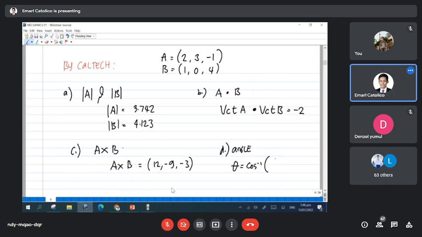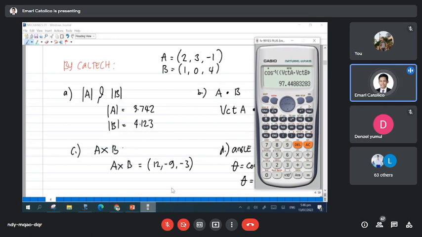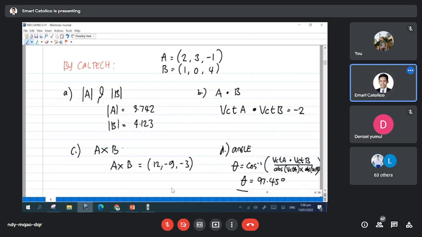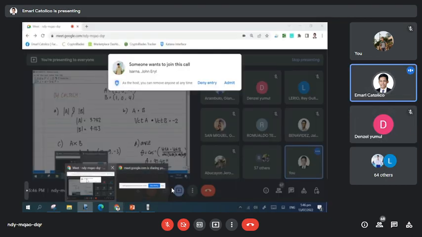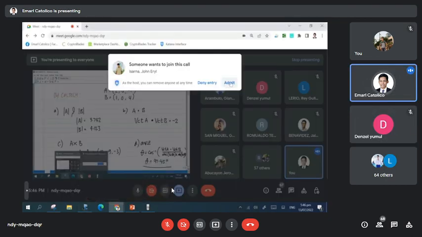So, kapag in-input nyo sa calculator, cosine inverse of, ano ba itsura nito? Vector A dot vector B over abs vector A times absolute of vector B. Ayan. Ganyan dapat yung itsura niya sa calculator. Okay? So, theta natin is 97.45 degree. Okay, so kapag alam niyo yung calctech dito sa vector, mabilis na lang yung mga susunod na problem.